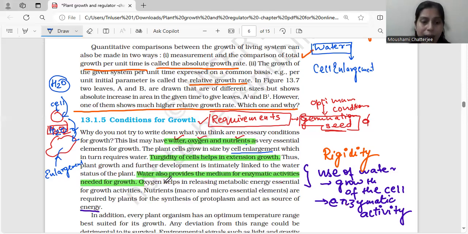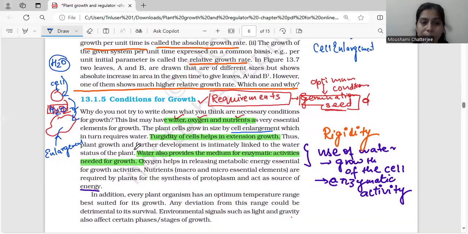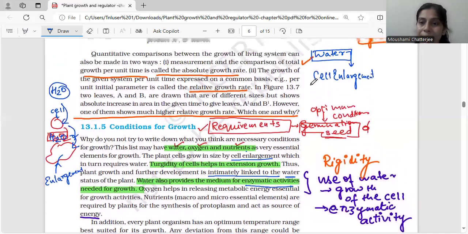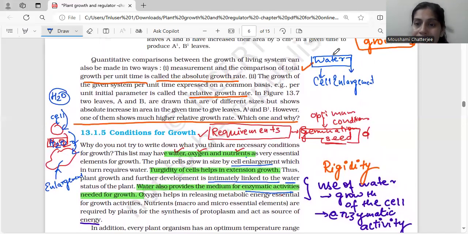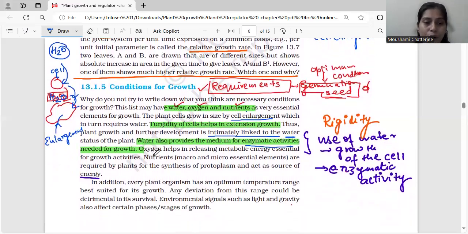Okay. So now water also provides a medium, apart from the plant growth. Thus, plant growth and further development is intimately linked to water, that we already discussed. Now, what happens is water also provides the medium for enzymatic activity. So, a lot of enzymatic activity is provided. Not only does it help in cell enlargement, it also helps in enzymatic activity. You know that there are various water-mediated enzymatic reactions. All right. So water also provides a medium for enzymatic activities needed for growth.